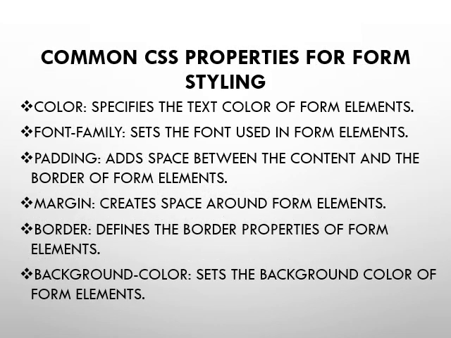So, common CSS properties for form styling. Color specifies the text color of the form elements. Next, font-family selects the font used in form elements. Padding adds space between the content and the border of the form elements. Margin creates space around the form elements. Border defines the border properties of the form elements. Background-color sets the background color of the form element.